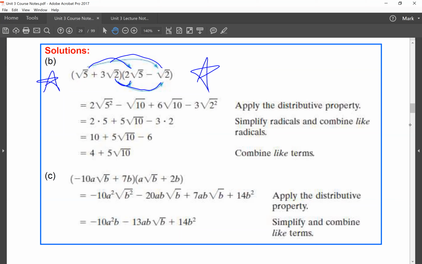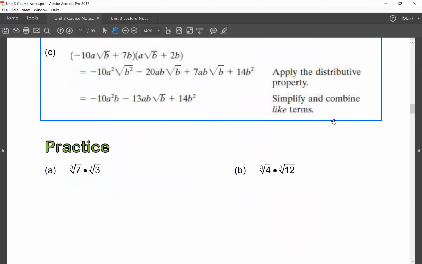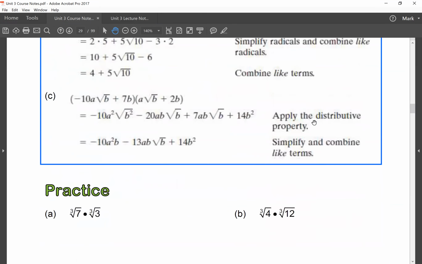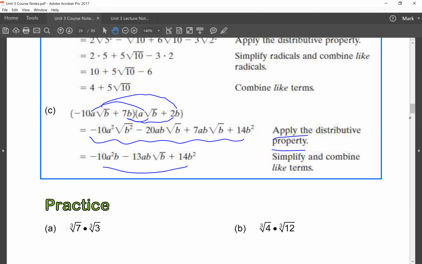So pretty straightforward. It's not much different than anything we were doing yesterday. And I think what I'm going to do in a minute, once I go through C, is show you a couple of these because it is quite simple. Question number C, same thing again. It's the double distributive property. So this guy gets multiplied by this guy and this guy. And then we do it again with the 7b. Again, you end up with 4 terms and you simplify.